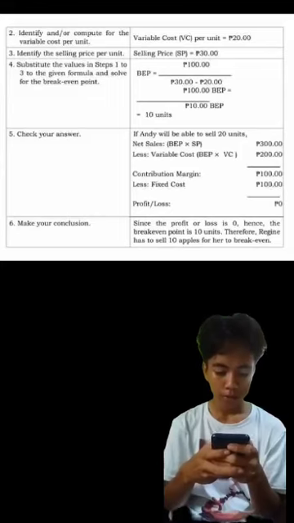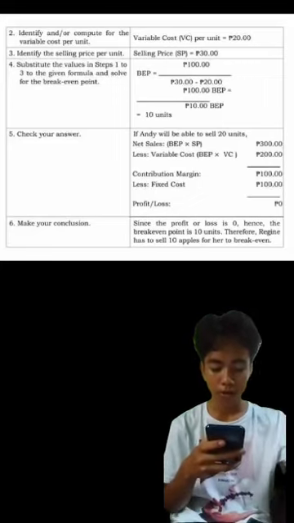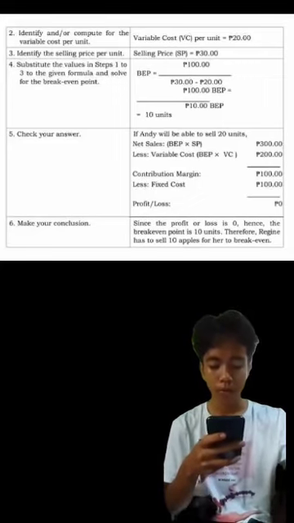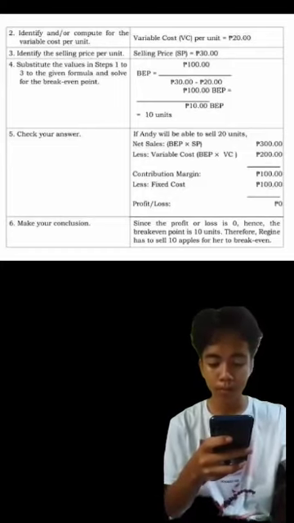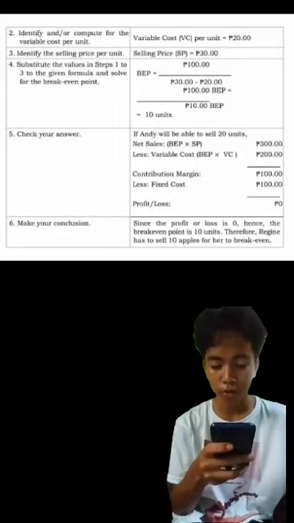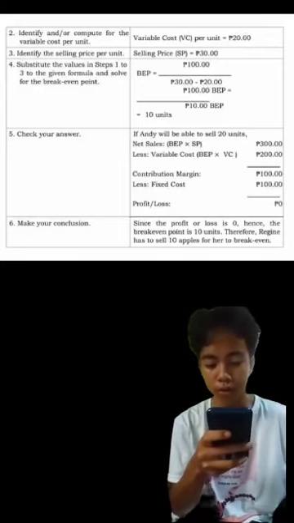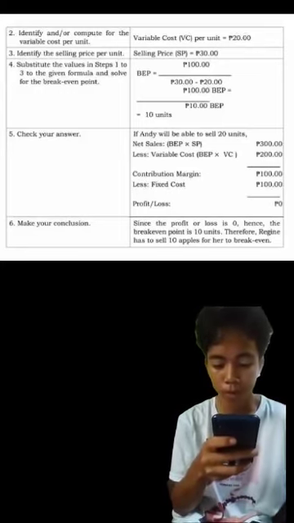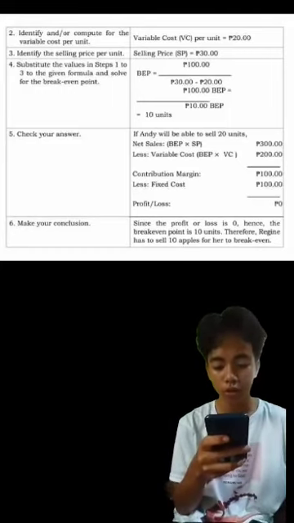And number 4, substitute the values in steps 1 to 3 to the given formula and solve for the break-even point. So BEP is equal to 100 pesos over 30 pesos minus 20 pesos. 100 pesos over 10 pesos, BEP is equal to 10 units.